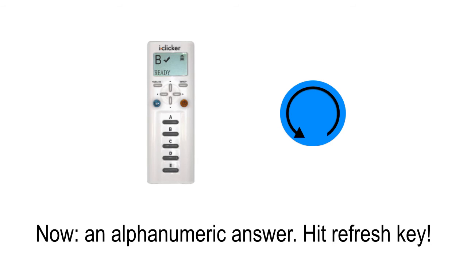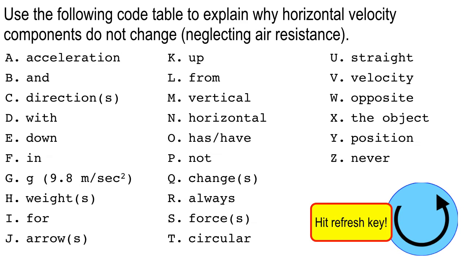This is an actual physics question. You're going to be creating a sentence. So do it carefully. And hit your refresh key one more time. And use this code table to answer my question. Why do the horizontal velocity components not change, neglecting air resistance? Because if you do include air resistance, yeah, they're going to change a little bit.